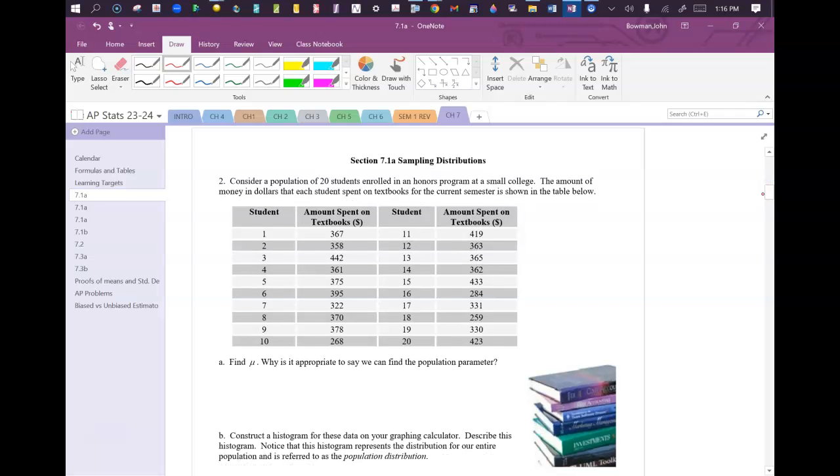So the first thing I'd like to do is get you thinking about the difference between a population, a sample, and a sampling distribution. So to do that, we're going to start out with a very small population.